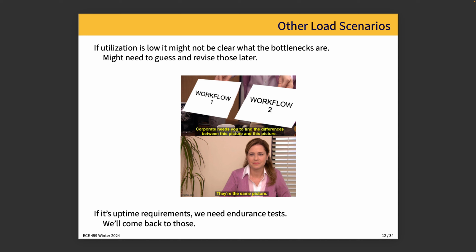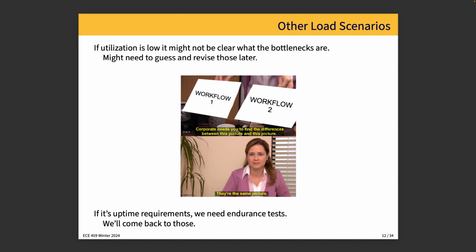If your current utilization, though, is low, you have an existing system, but we're not sure what it is, right? It might not be clear immediately what the bottlenecks are. And that's fine. You can take a guess, but you should be prepared to revise those guesses partway through as you ramp up the load. In fact, you might need to do that even if utilization is high, because it might turn out that what you thought was the limiting factor isn't anymore.